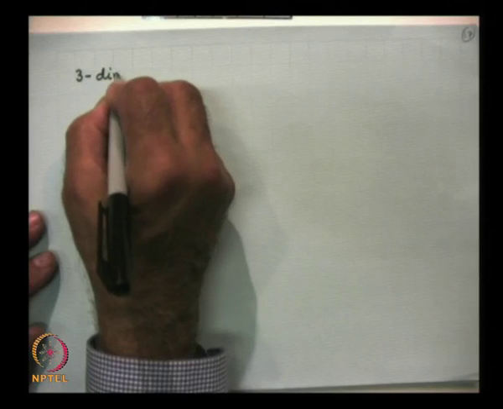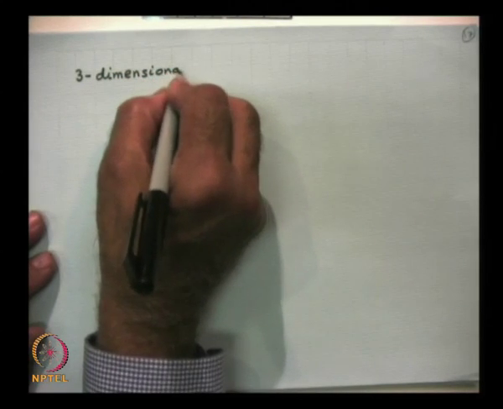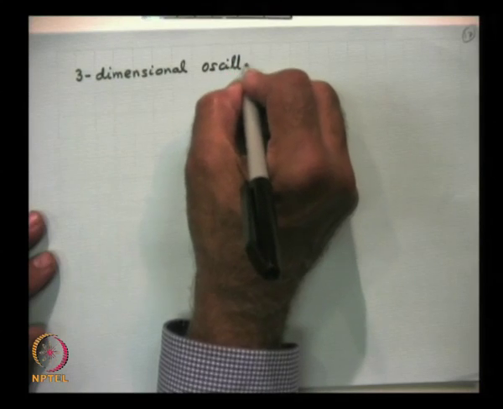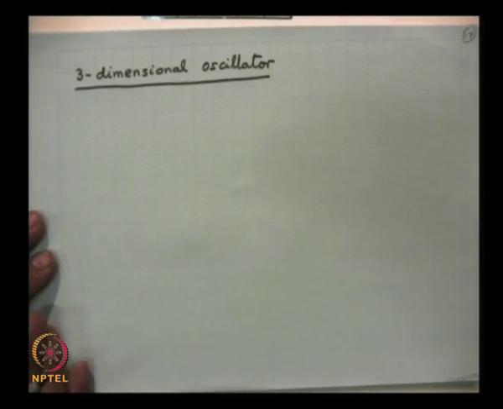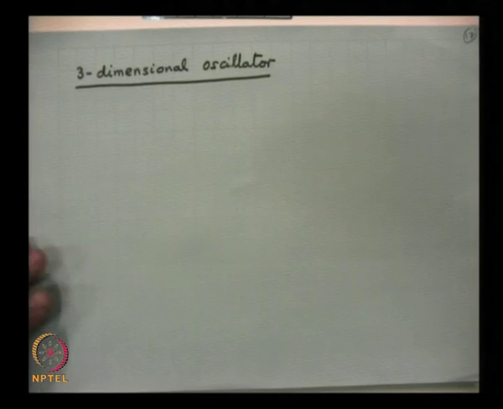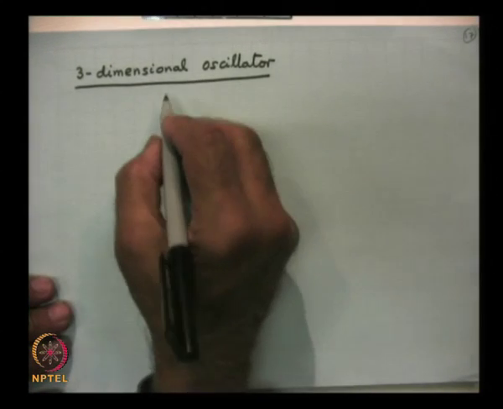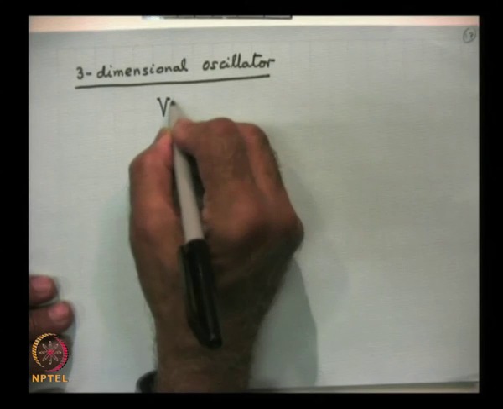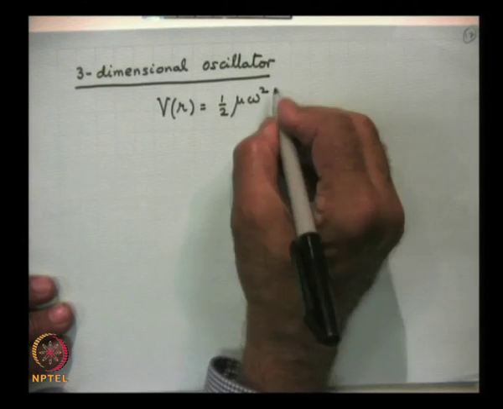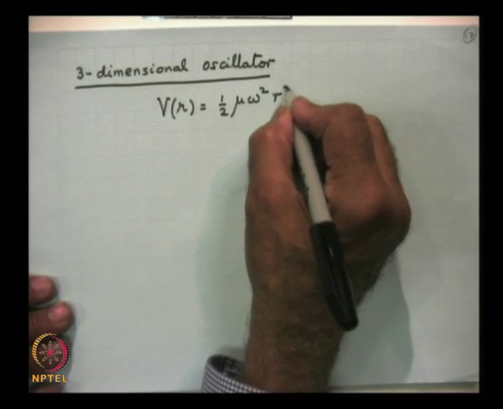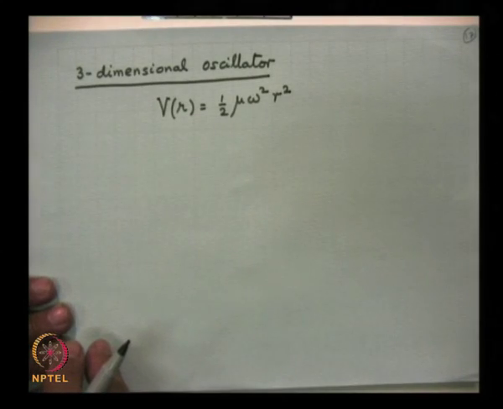Now, this was one application, and the last application of the solution of the Schrodinger equation that we will be discussing is the three-dimensional harmonic oscillator. After we finish this, we will start with the bracket algebra due to Dirac. So, in this we consider a two body interaction in which the potential energy is given by half mu omega square r square. Mu is the reduced mass, omega is the natural frequency of the oscillator. So, we would like to solve this three-dimensional oscillator problem.